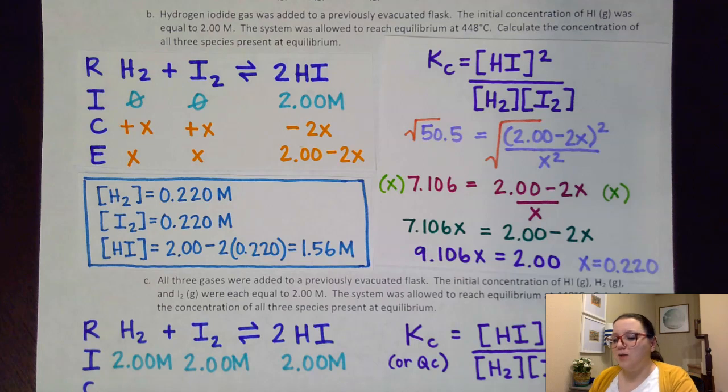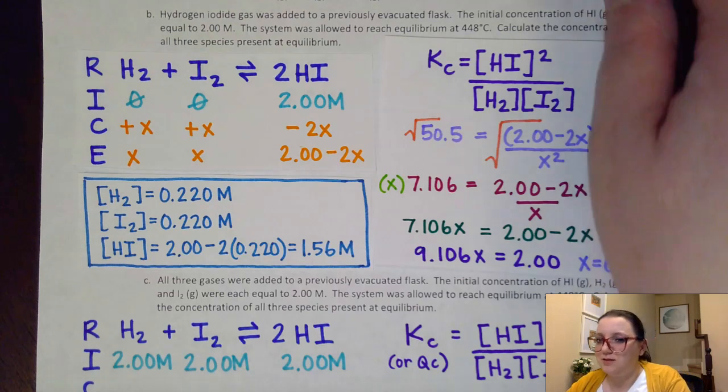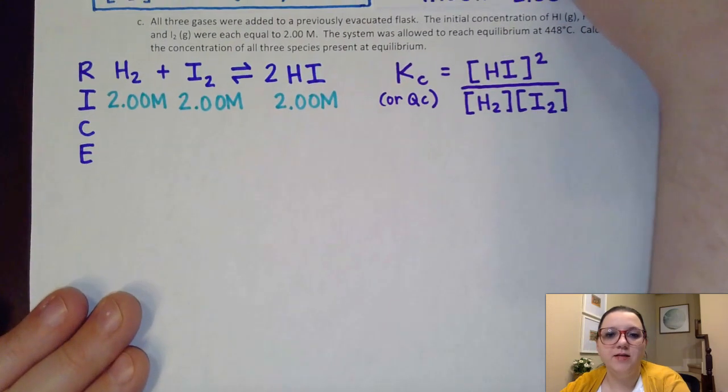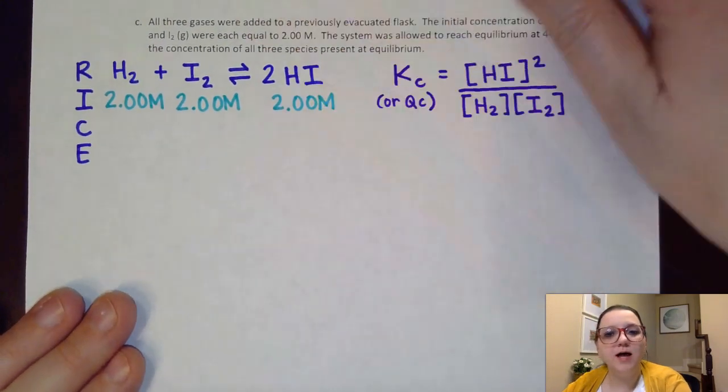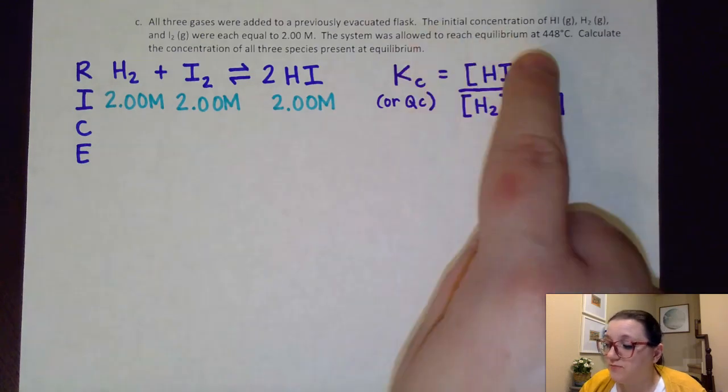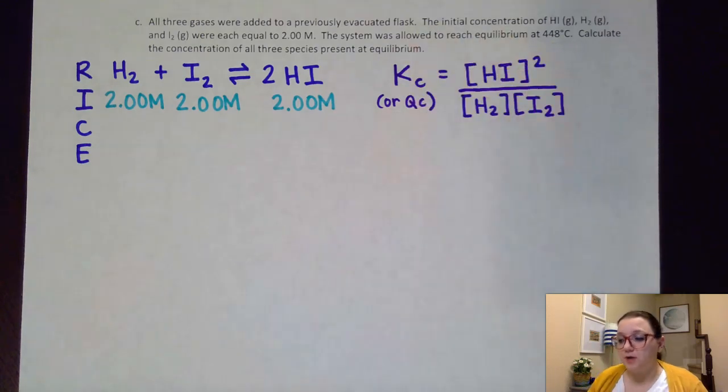All right, let's talk about one more example that actually has a little bit of a quirk to it. On this problem, we're going to be utilizing the same reaction we did up above, that same H2 plus I2 back and forth between 2HI. And we're going to have the same Kc value. It's again at 448 degrees Celsius, so we have that Kc value of 50.5. But this time I'm starting out with a little bit of different information.